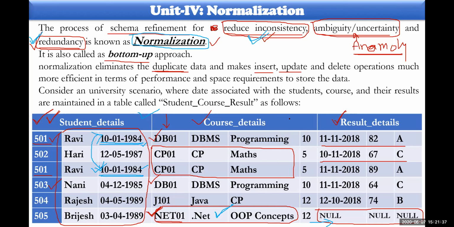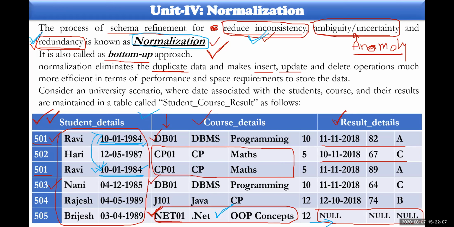So for that we have to operate on this particular table as normalization here. Normalization generally involves decomposition operation. Decomposition in the sense this table will be split into several number of pieces. That splitting process will be called decomposition.